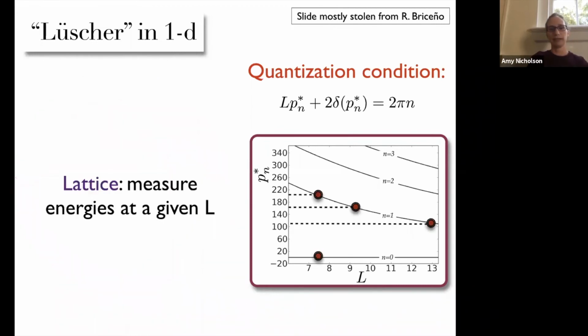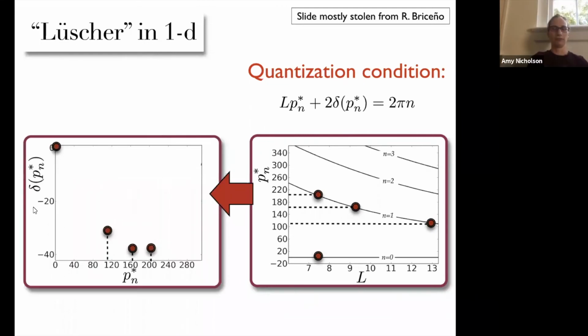What we do on the lattice is we measure these energy levels. We can either fix the volume and look at multiple excitations, or we can change our volume and calculate energies at different L. From that, we get a set of P stars that are allowed. We can plug that into this quantization condition and solve for the scattering phase shift at that energy eigenvalue. Then we can use something like an effective range expansion or some interpolation to get information about the points in between.